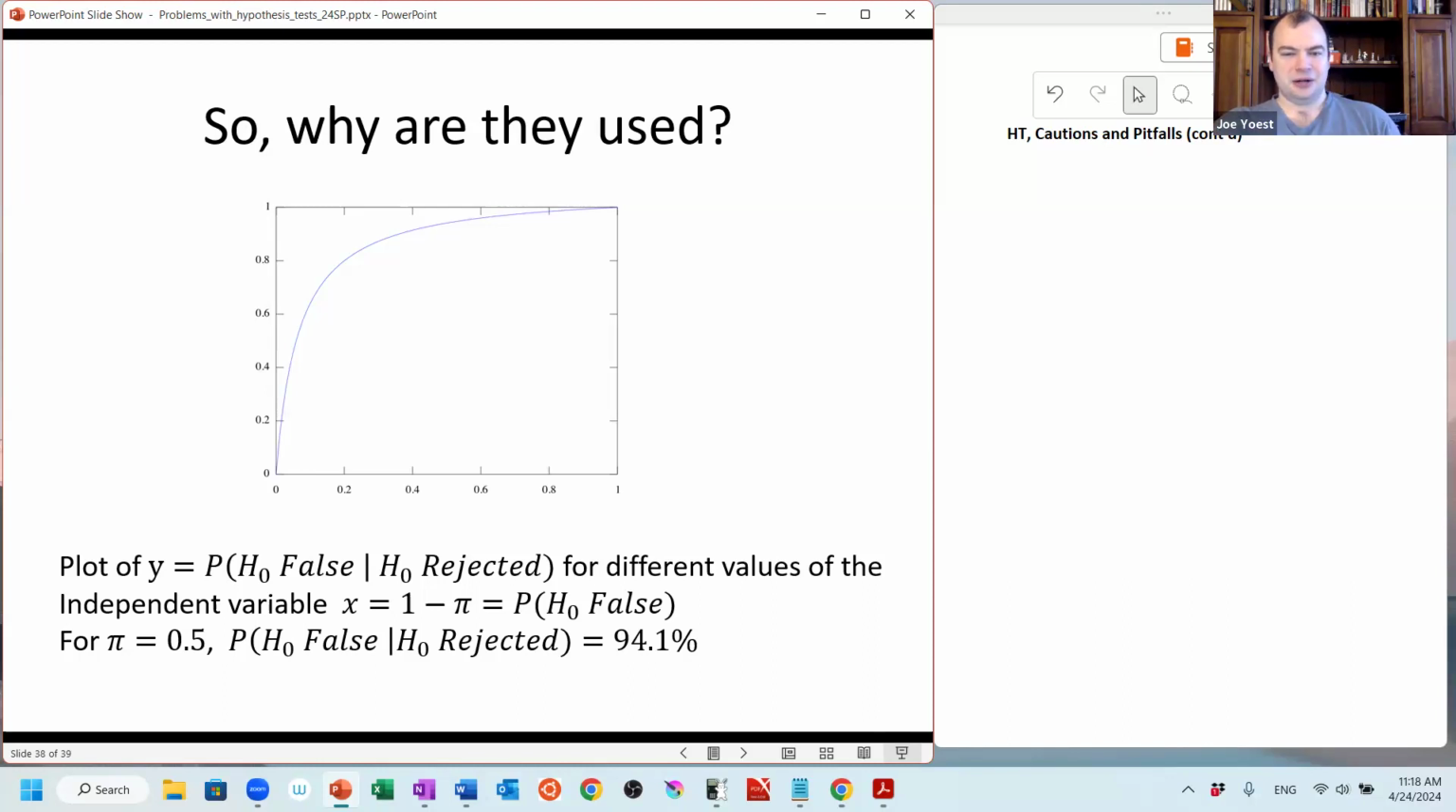I mean, that actually sounds like what I just said we shouldn't say back in the bank robber situation. But it turns out to be true whenever our prior probability of H naught being false is about 0.5 or higher. Where do we have a problem? Where we have a problem is way on the left over here.